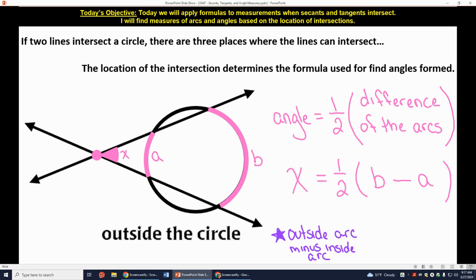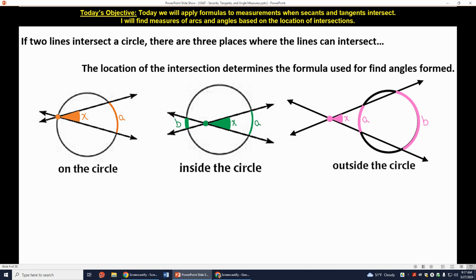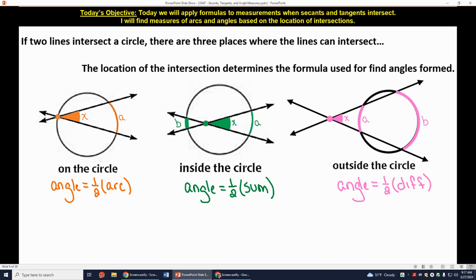Just as a recap, when we look at our 3 circumstances, on the circle, inside the circle, or outside the circle: when I'm on the circle, the angle is 1/2 the arc. When I'm inside the circle, the angle is 1/2 the sum of the 2 intercepted arcs. And when I'm outside the circle, my angle is 1/2 the difference of the 2 intercepted arcs.